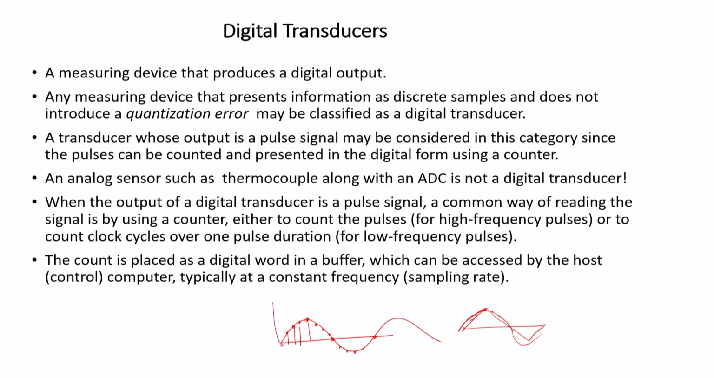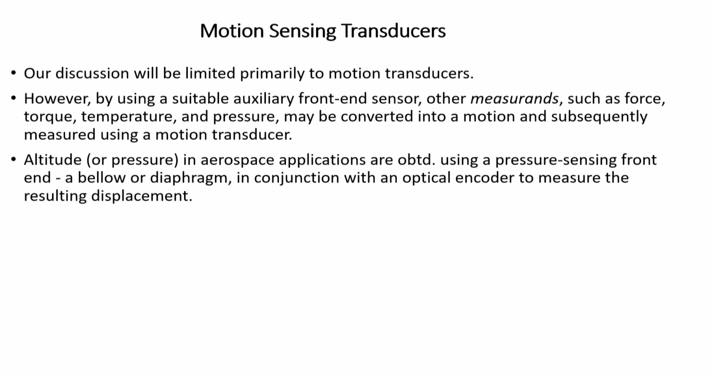of a signal. Now, we come to the motion sensing transduction. So, our discussion will be limited primarily to motion transducers and the corresponding digital counterpart of it. Now, by using a suitable auxiliary front end sensor, other measures such as force, torque, temperature and pressure may also be converted into motion and subsequently measured using a motion transducer. For example, altitude or pressure in aerospace applications are obtained using a pressure sensing front end, a bellow or a diaphragm, in conjunction with an optical encoder to measure the resulting displacement.